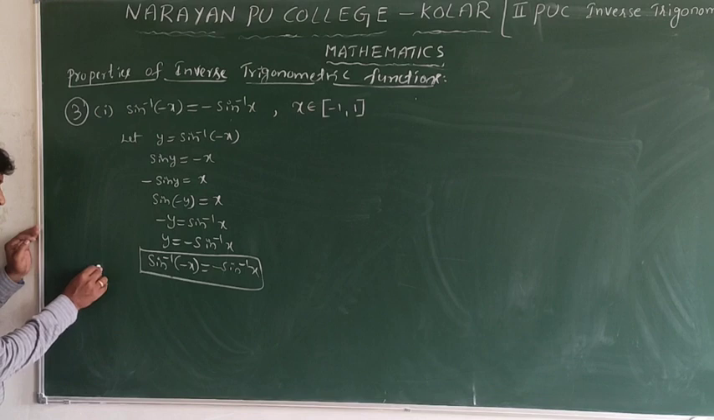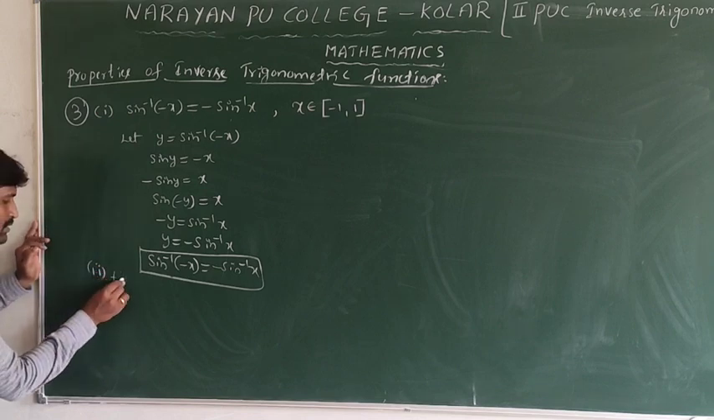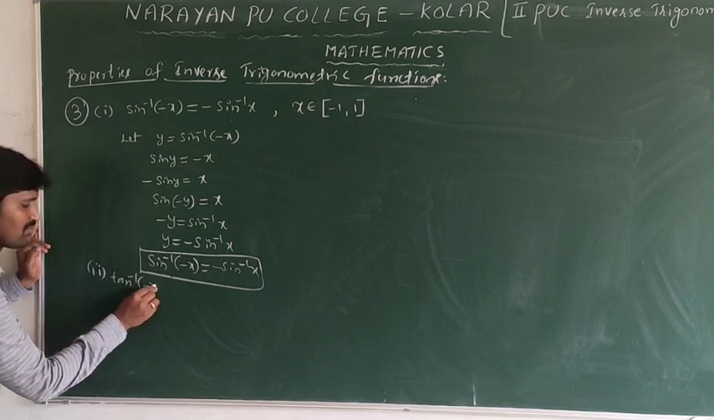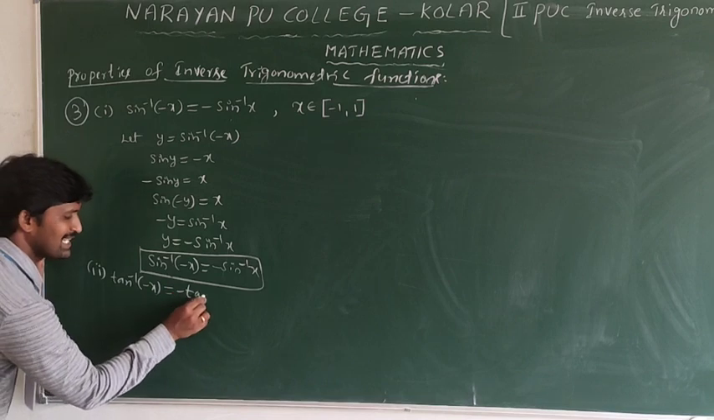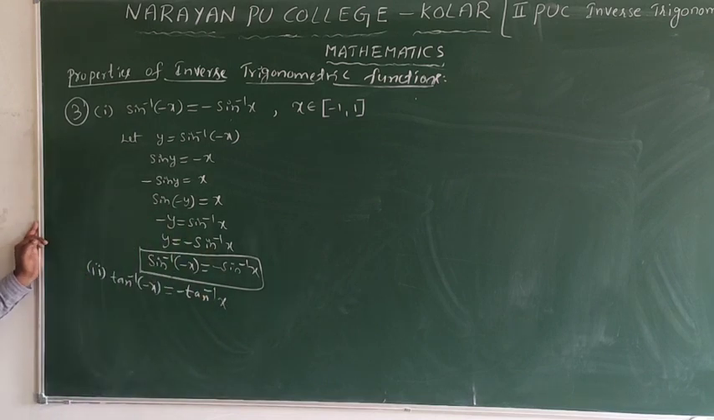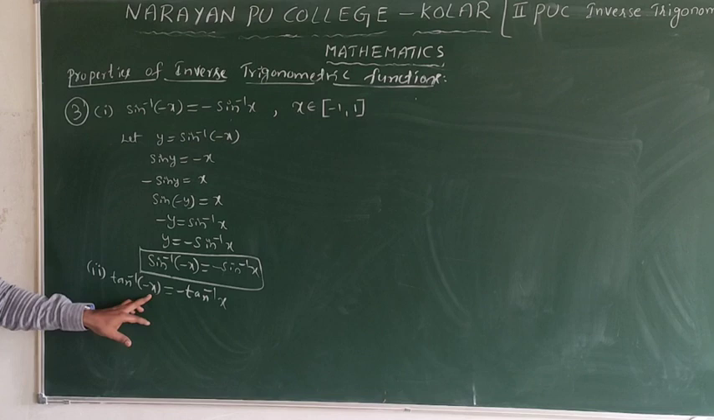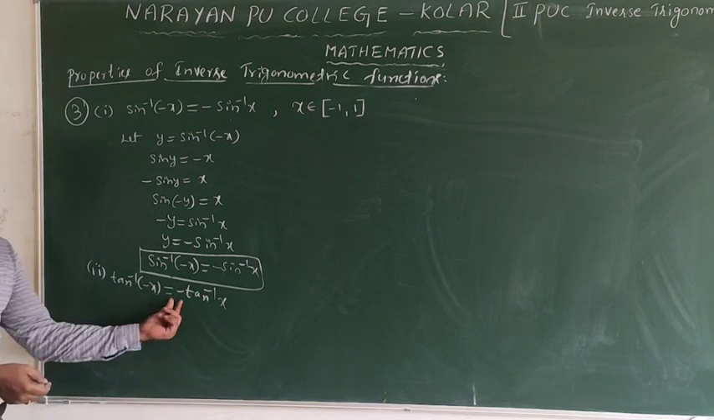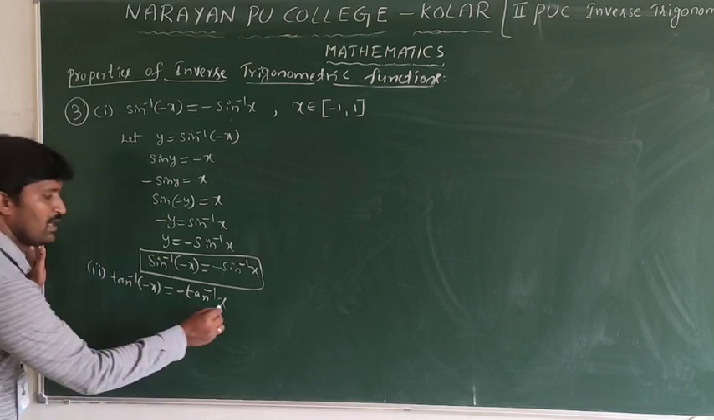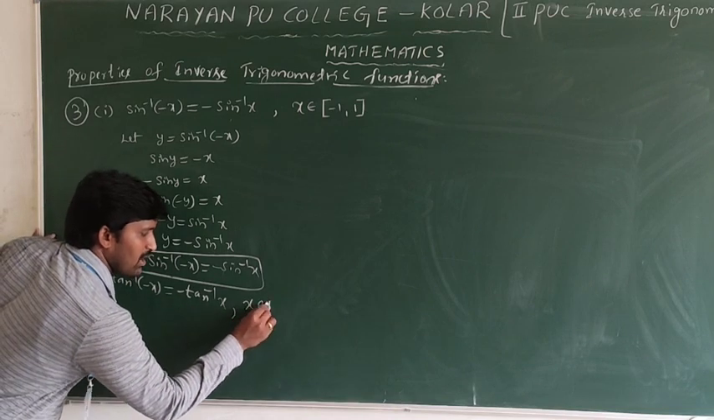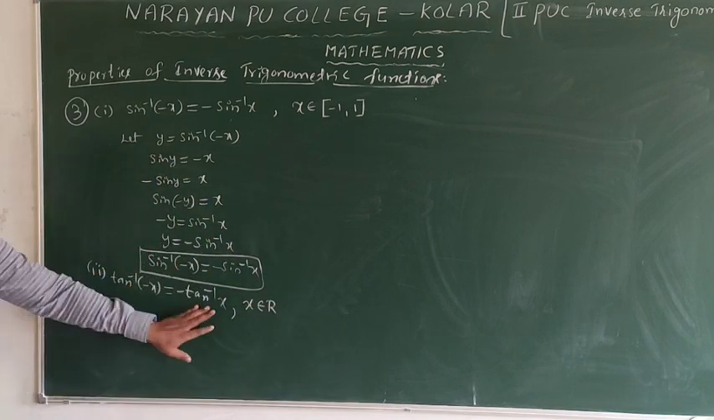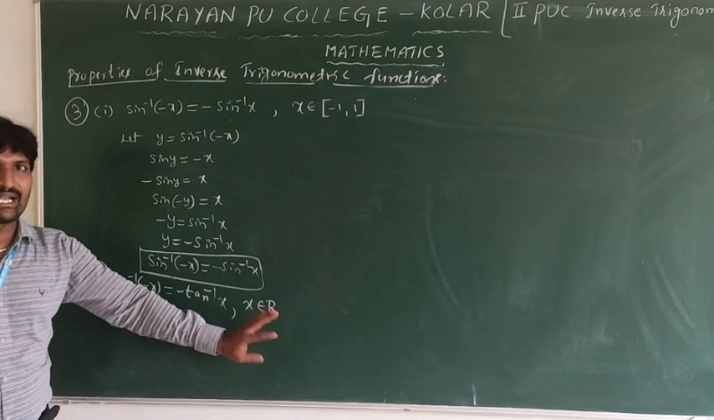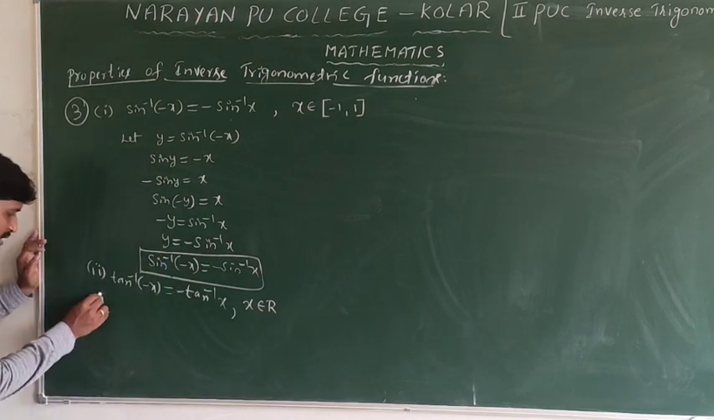Similarly, next, the second one: tan inverse of minus x equal to minus tan inverse x. When you use this, if a negative number is inside, you can take the minus 1 multiple out as common. Here, what x value do I have to take? Clearly the domain of tan inverse only, all real numbers.